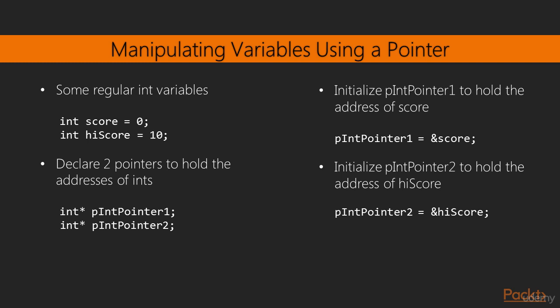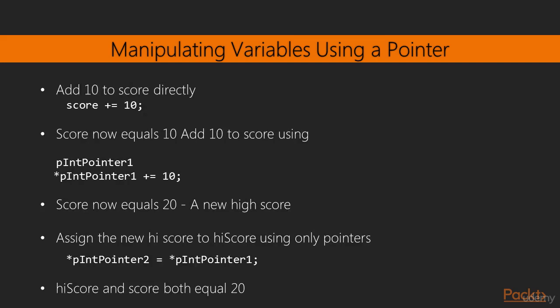In this code, we declare two int variables, score and highScore. We then initialize them with the values score equal to 0 and highScore equal to 10 respectively. We next declare two pointers to int. They are pIntPointer1 and pIntPointer2. We initialize them in the same step as declaring them to hold the addresses of the variables score and highScore respectively. Next we add 10 to score in the usual way, that is score += 10.